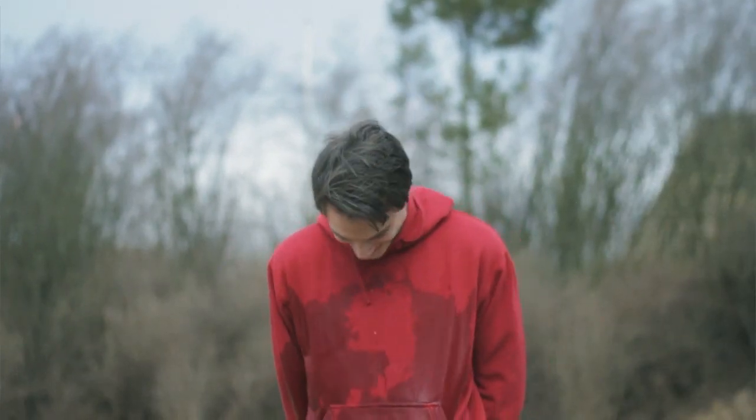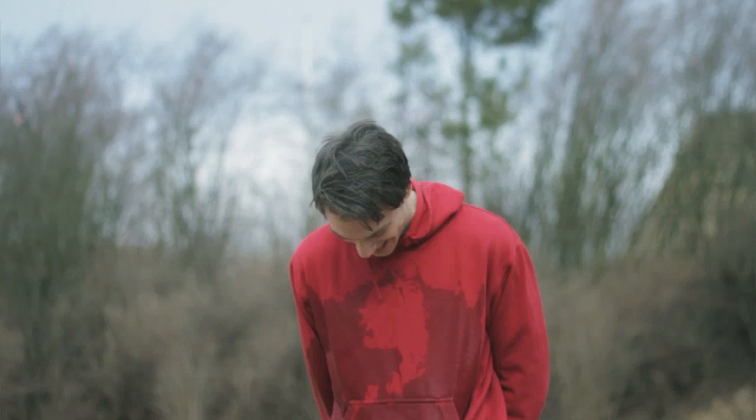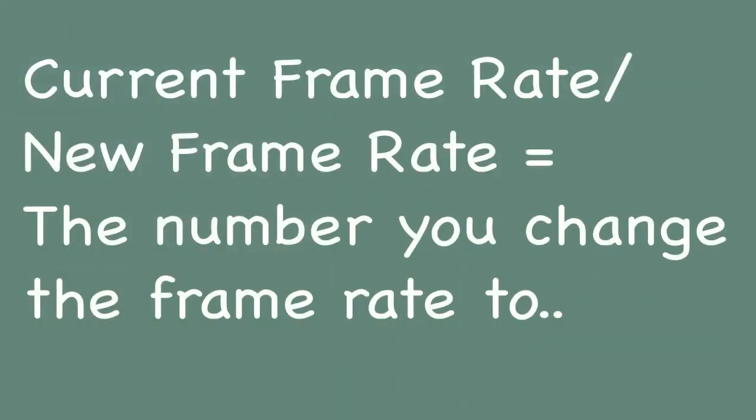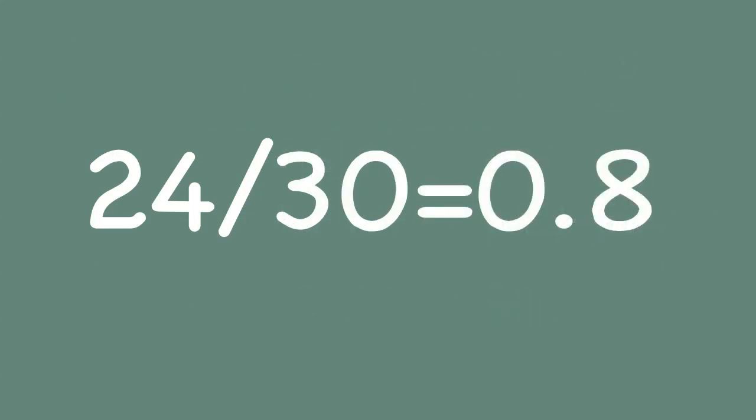Here's a tip. If you are trying to figure out other frame rate conversions, the formula is current frame rate divided by new frame rate equals the number you change the playback rate to. For example, if you're going from 30 frames per second to 24 frames per second, the playback rate would be 0.8 because 24 divided by 30 equals 0.8.